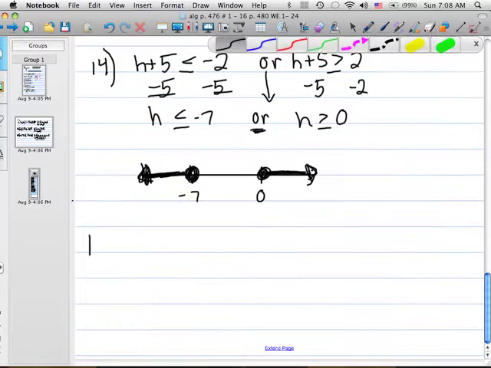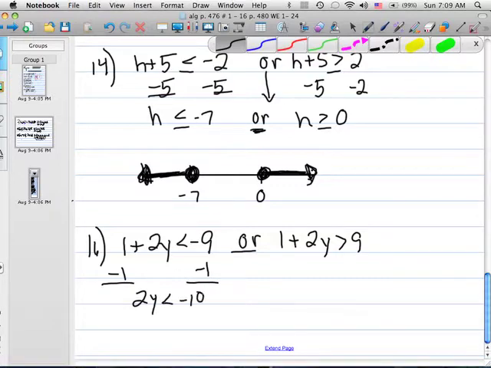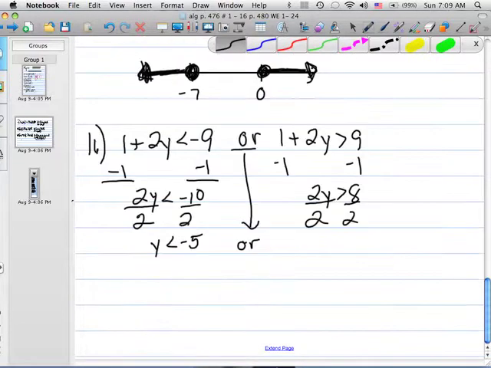Number 16, we have 1 plus 2y is less than negative 9, or 1 plus 2y is greater than 9. Solving the first inequality, we subtract 1 from both sides. So now we have 2y is less than negative 10. Divide by 2, and y is less than negative 5. Bring down the or. Here we subtract 1 from both sides. We get 2y is greater than 8. Divide by 2, and we have y is greater than 4.